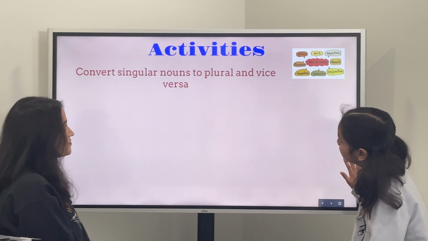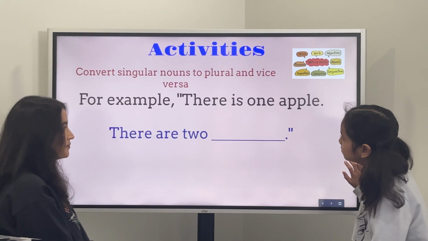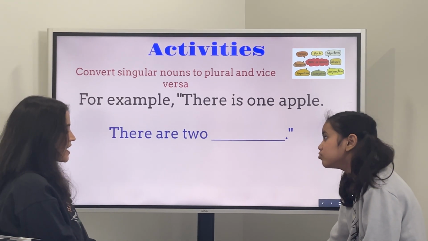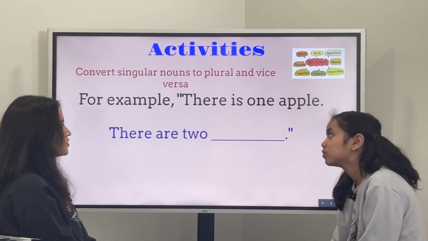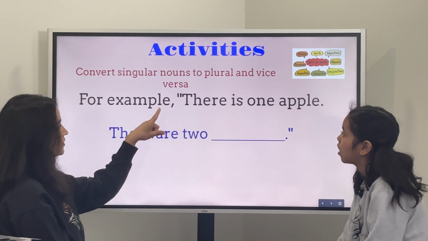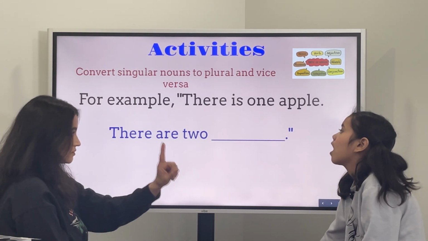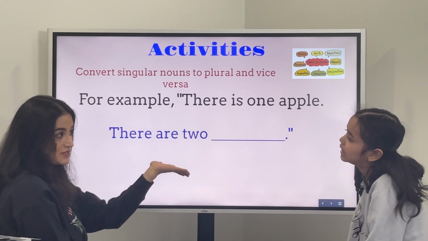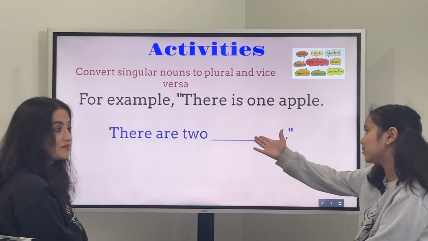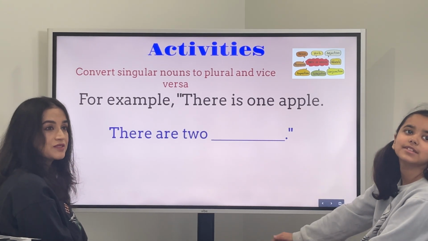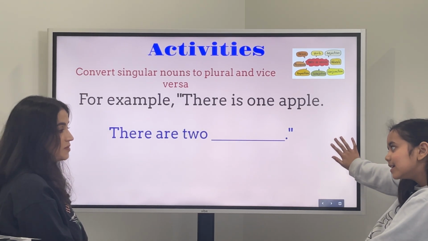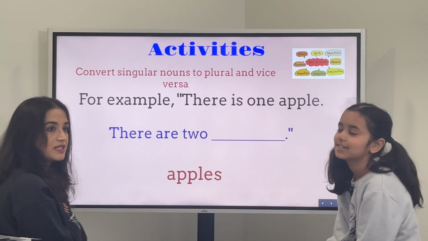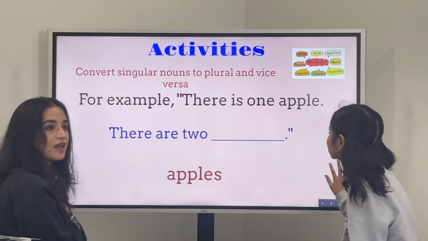So let's go into more detail. It's time to do some practice. For example, there is one apple. There are two apples. So apple is a regular noun. Regular singular. So what is the answer? Apples. Yeah, so regular is just adding s at the end.